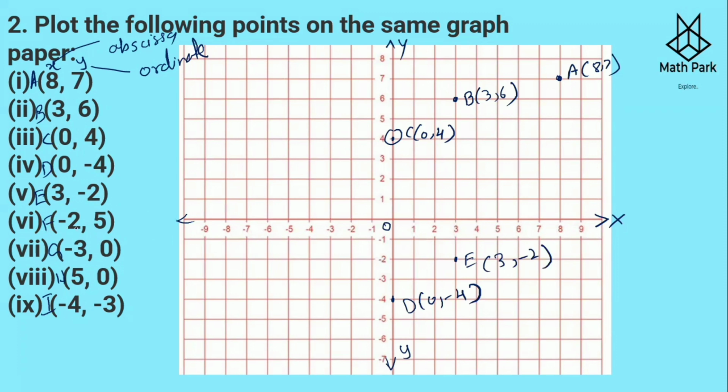Then we have F, which is (−2, 5). The x coordinate is −2 and y is positive 5. So this is F, (−2, 5). Now G is (−3, 0). So x is −3 and y is 0. This is point G, (−3, 0). Now H is (5, 0). So 5 on the x-axis and 0 on the y-axis. This is point H, (5, 0). And the last point I is (−4, −3).